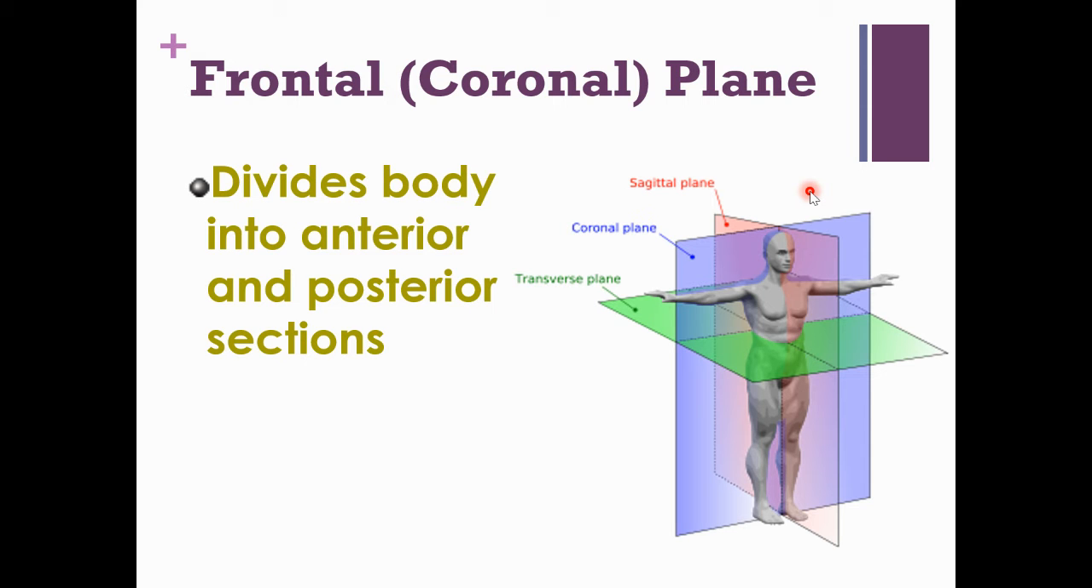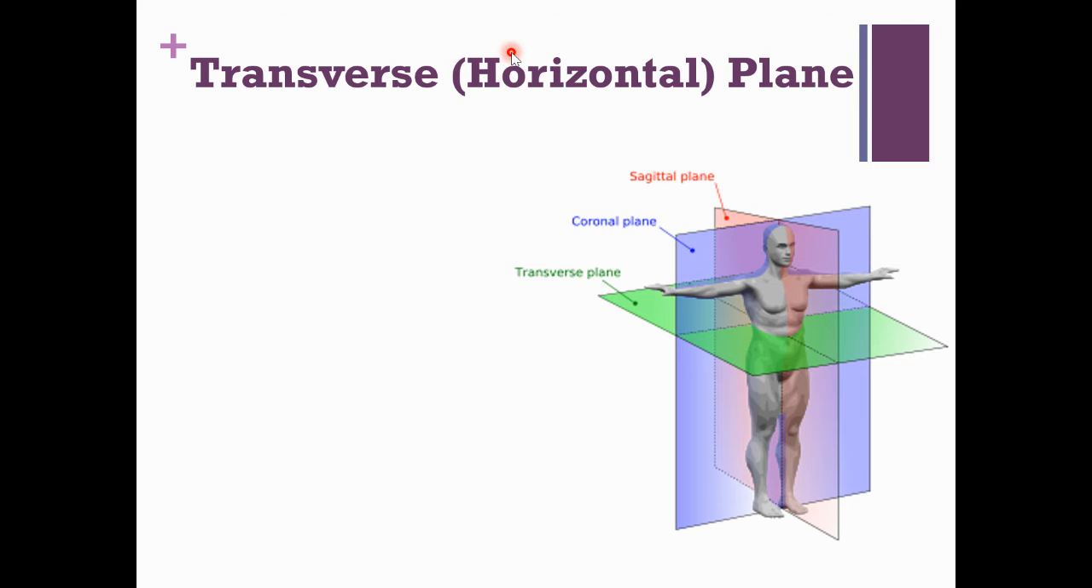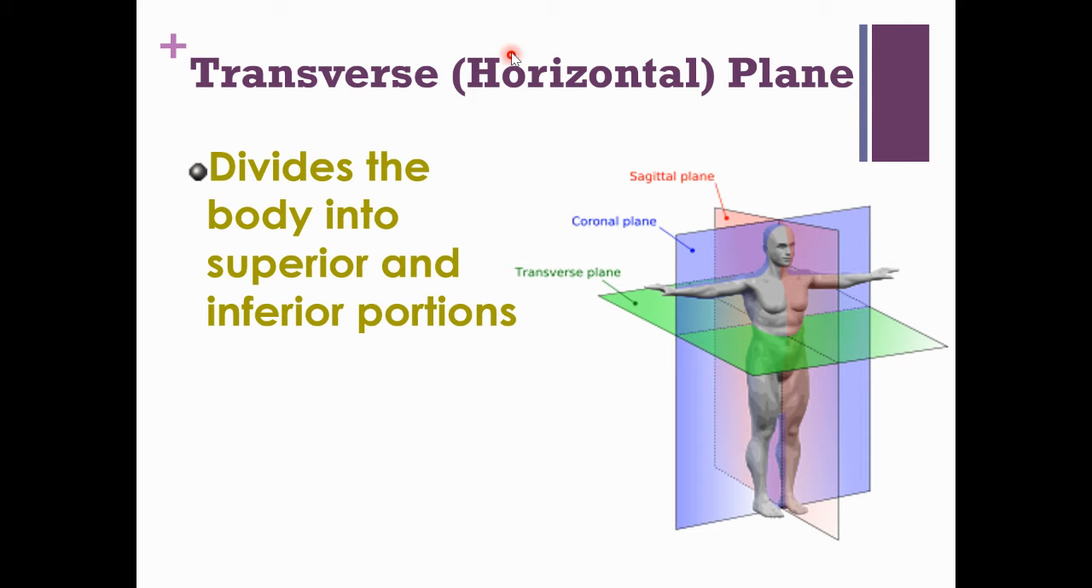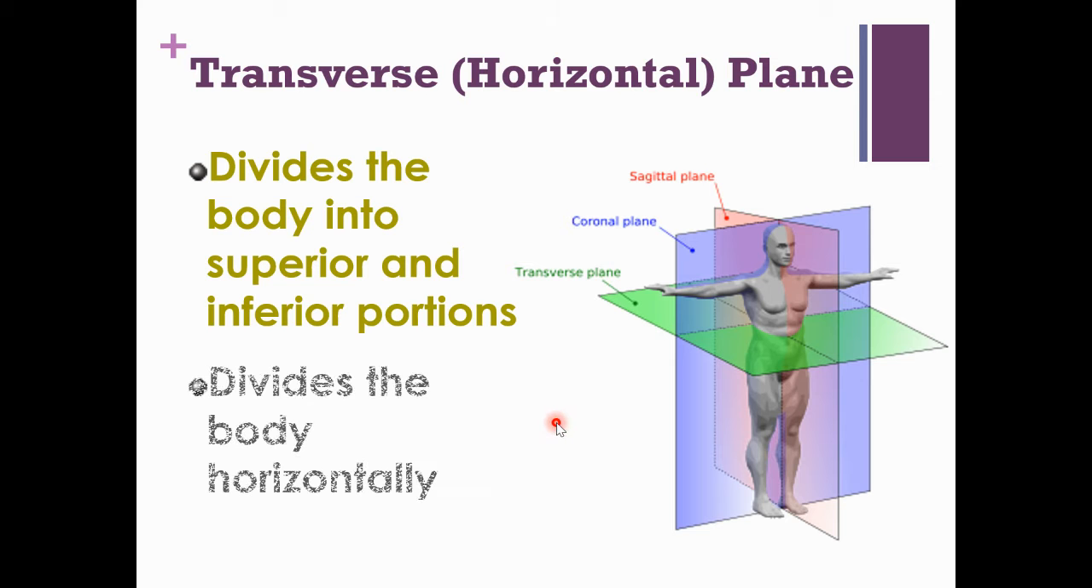Frontal plane here divides the body into anterior and posterior sections. This is also called the coronal plane. Transverse or horizontal is going to divide the body into superior and inferior portions. And obviously, that would be a horizontal cut there.